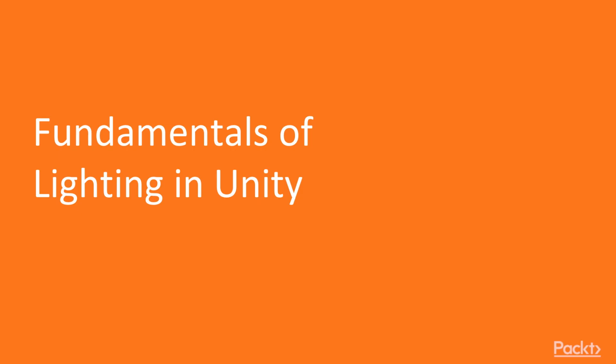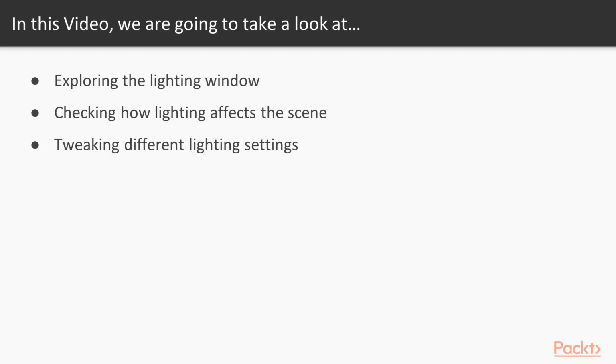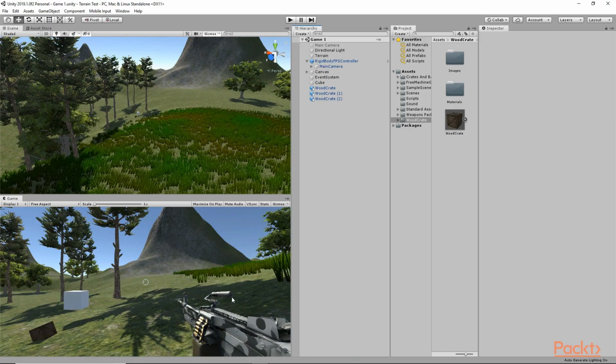Now, in this first video, Fundamentals of Lighting in Unity, we're going to explore the lighting window or the lighting settings. Then we're going to learn how lighting affects the scene in Unity. Also, we're going to tweak different lighting settings and see how they affect our scene. So let's get started. Here I'm back inside the Unity editor and let's explore the lighting settings in Unity.